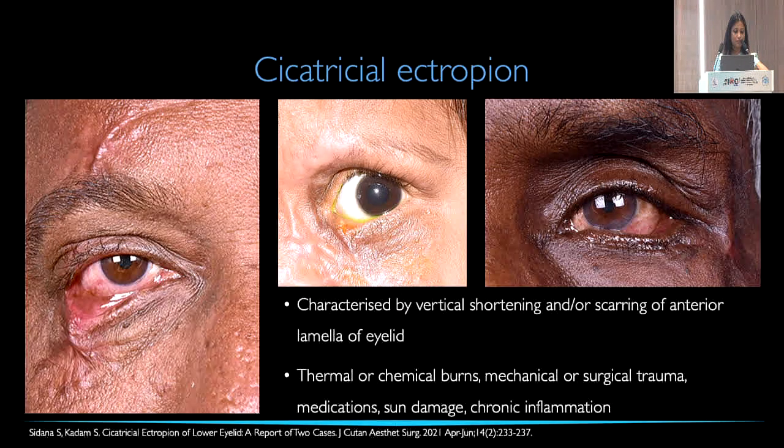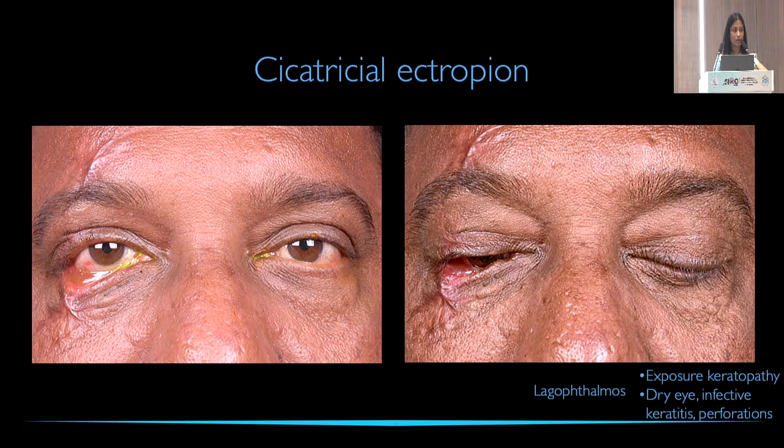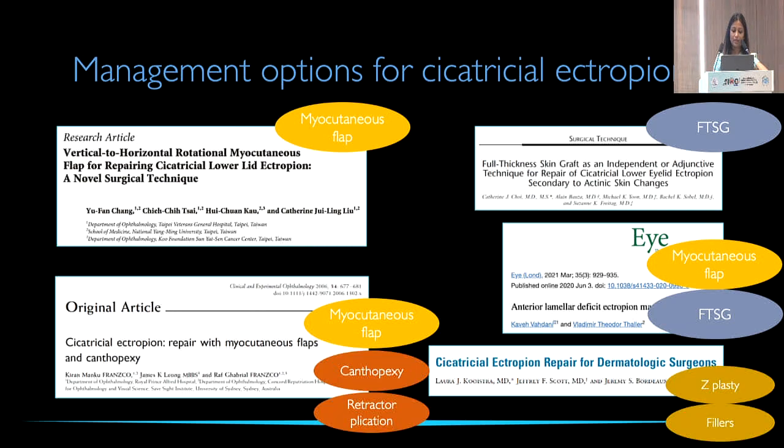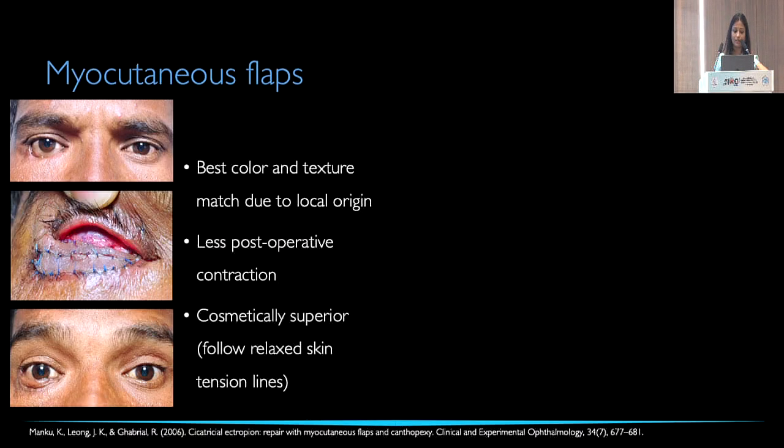Coming to the more difficult cases, which are cicatricial ectropions, these are characterized by vertical shortening and/or scarring of the anterior lamella of the eyelid. They are caused by thermal or chemical burns, mechanical or surgical trauma, sun damage, or even chronic inflammation. They lead to lagophthalmos, which ultimately leads to exposure keratopathy. They may lead to dry eye, infective keratitis, or perforations. The management options of cicatricial ectropion range from myocutaneous flaps to full thickness skin grafts, and may even involve other procedures such as canthopexies, retractor Z-plasties, and even fillers.